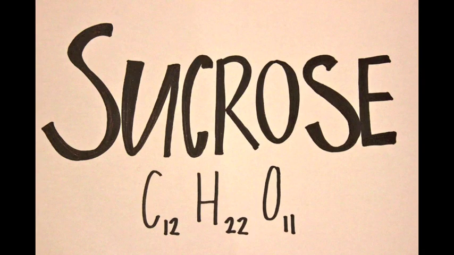Sucrose is a carbohydrate made up of two monosaccharides, glucose and fructose, and therefore is defined as a disaccharide. The chemical formula for sucrose is C12H22O11, which means there are 12 separate carbon molecules, 22 hydrogen molecules, and 11 oxygen molecules for each sucrose compound.